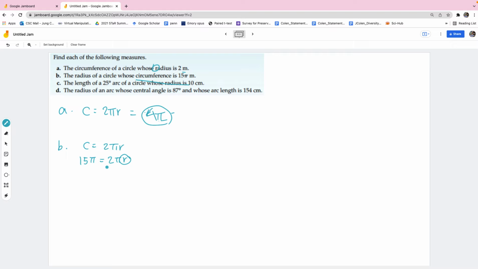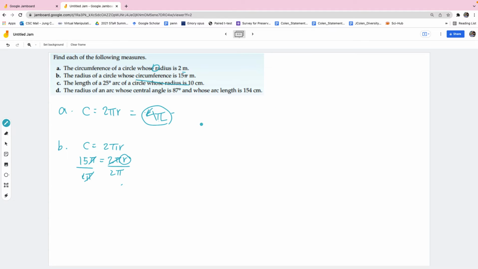So you can solve for r. How do we solve for r? You can divide by 2 pi on both sides. Right? So 2 pi is gone, pi is gone, and 15 over 2 is 7.5. So r is equal to 7.5. I cannot write it there, so you can write that.